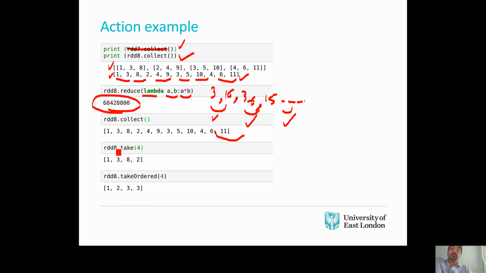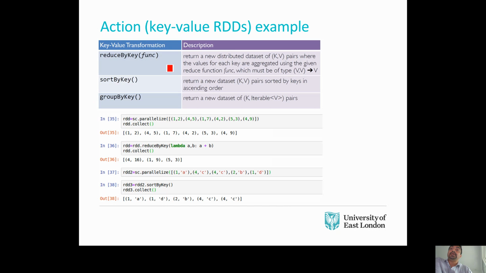So if you say rdd8.collect, it's going to print out all values, but if you want to just print out 4 values, you can easily use take: rdd8.take(4). It's going to use the first 4 values. But if you say takeOrdered(4), it's going to put them in ascending order. I mean, from the smallest value to the largest value, and then take out the first 4 values.